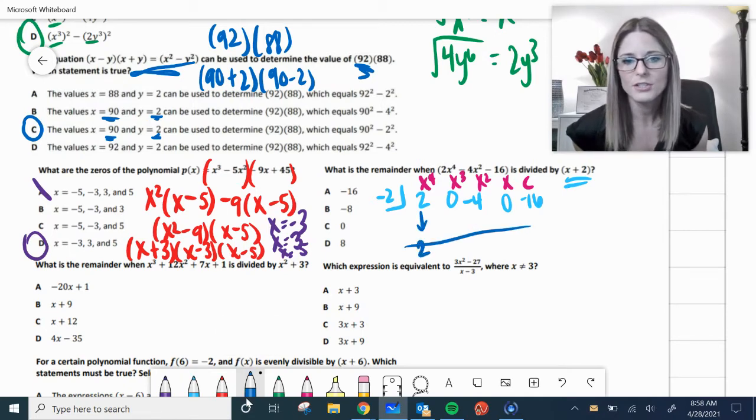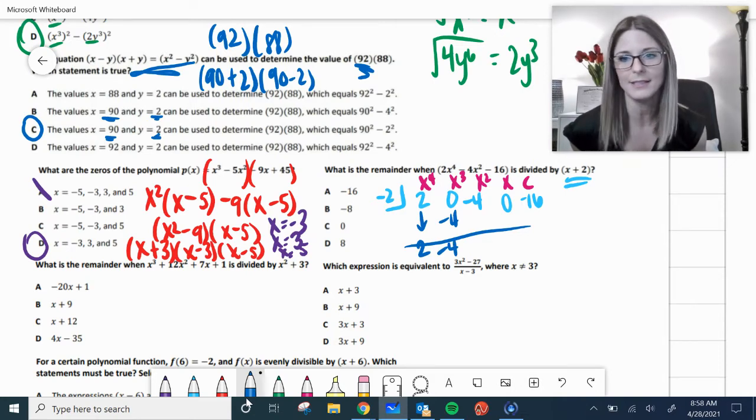So bring down your first term every time. Multiply it with your box. Add straight down. So synthetic, just think it's cool. It's quick, it's easy. Adding is easier than subtracting. I don't know, whatever you got to tell yourself. Multiply with your box again, add straight down, multiply with your box, add straight down, multiply with your box, and add straight down. Look at that. Apparently our remainder is 0.